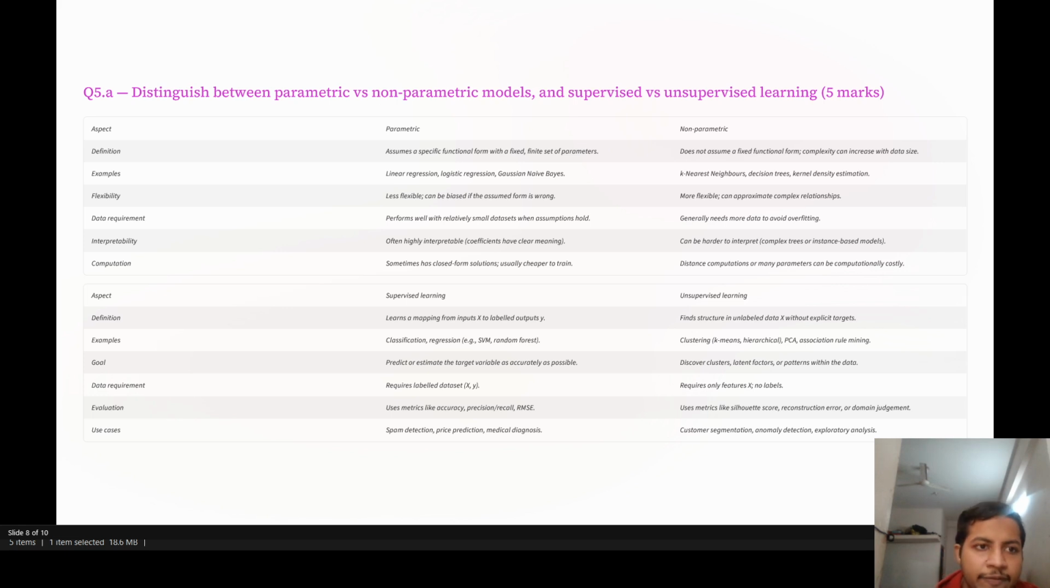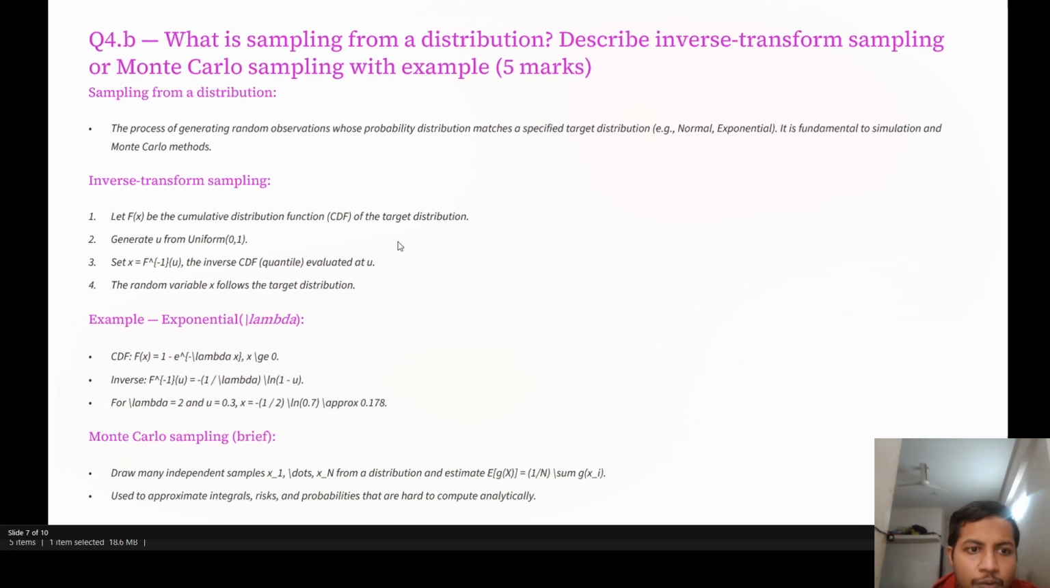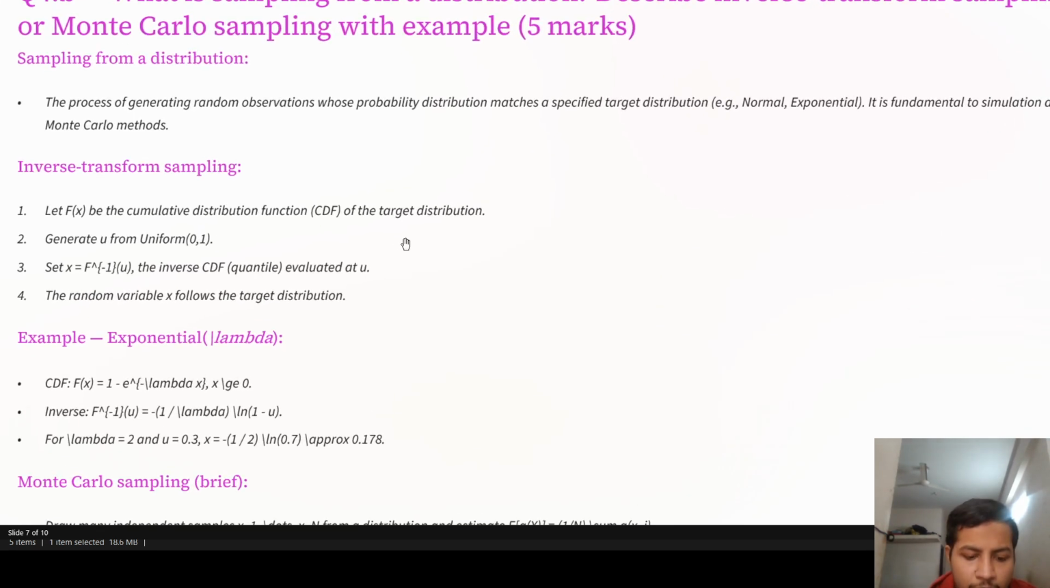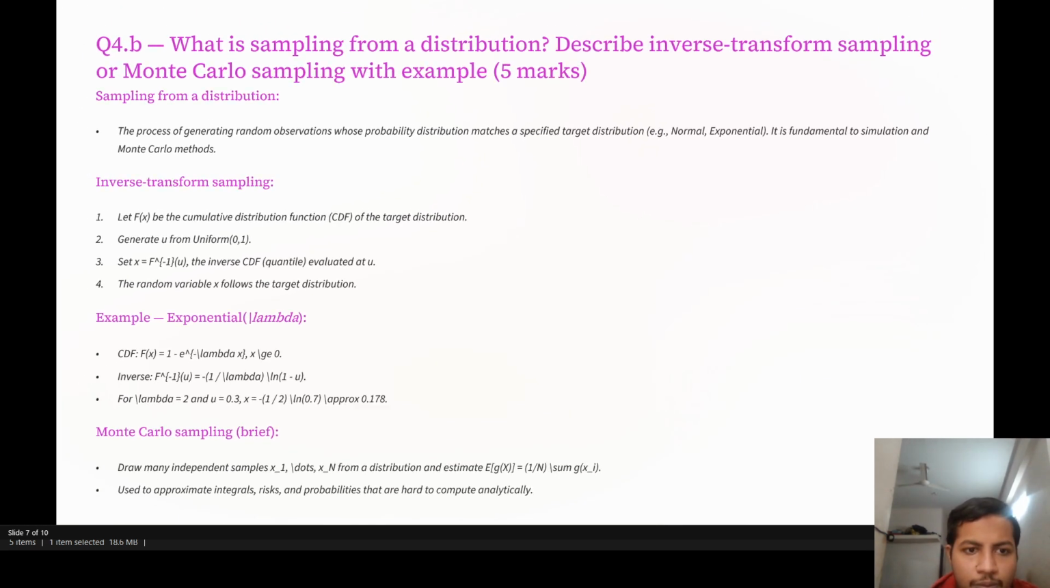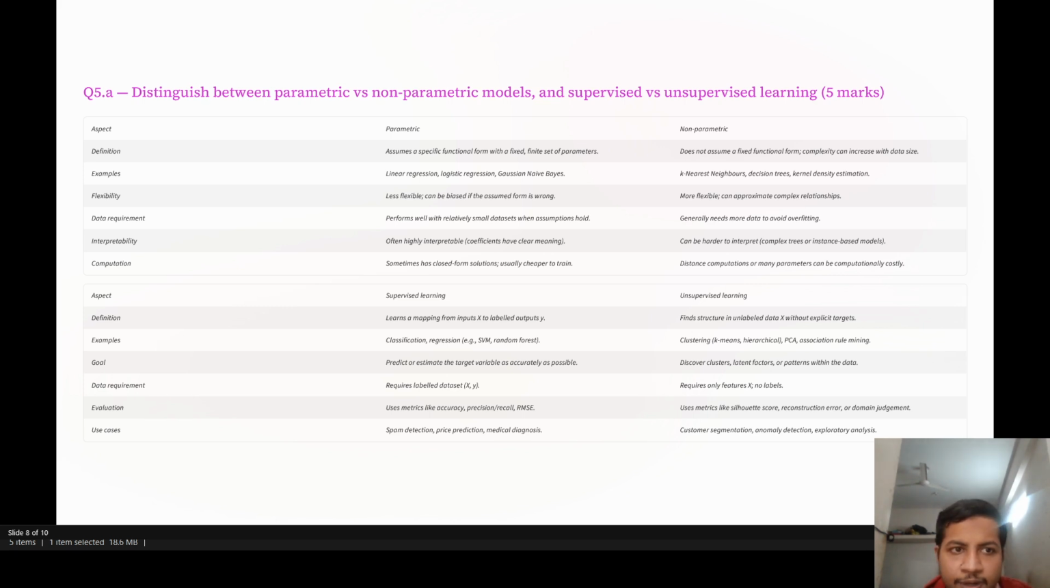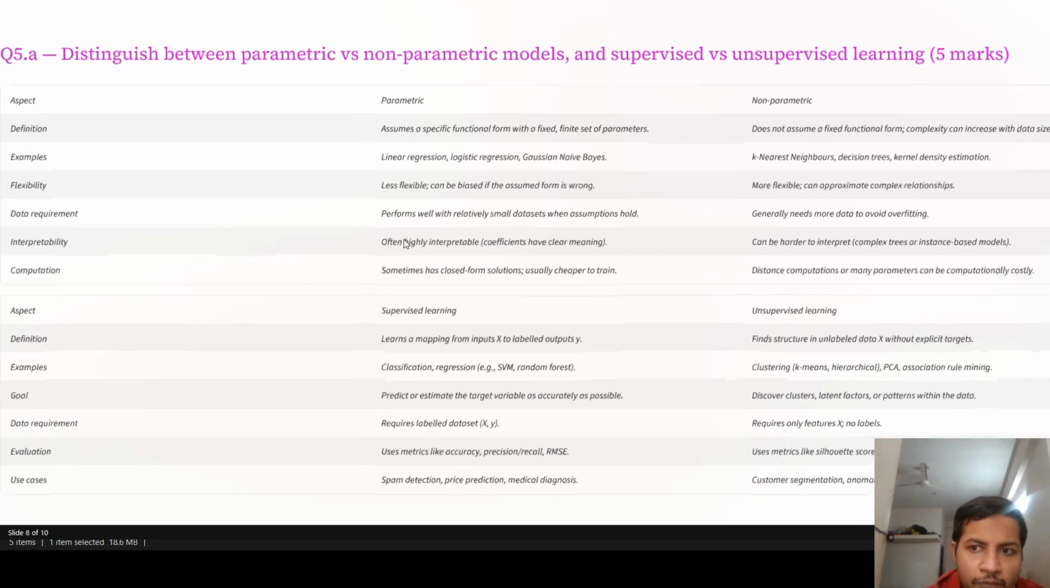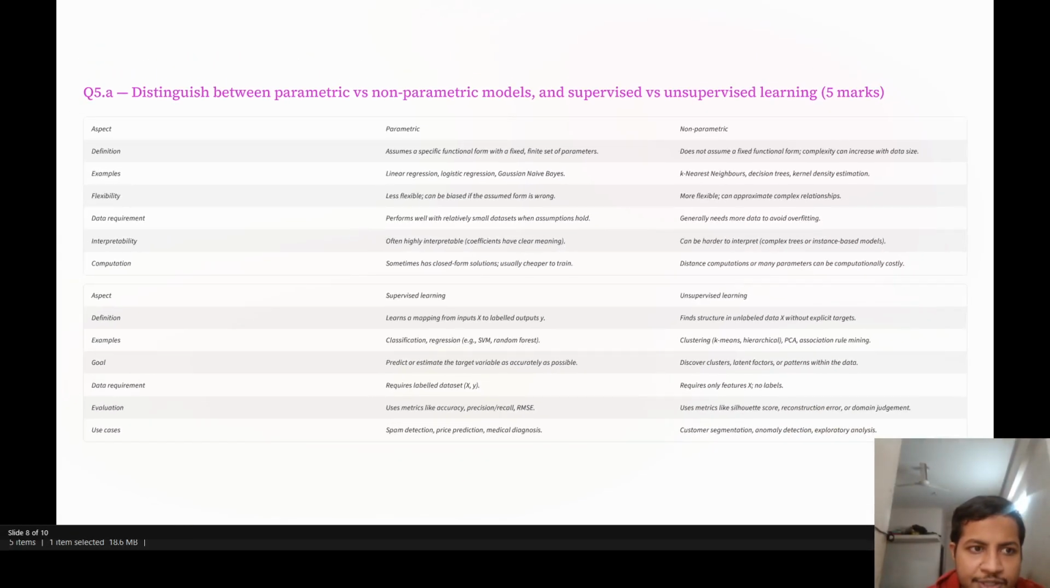Now moving to question number 5A, which reads as: what is the difference between parametric versus non-parametric models, and what is the difference between supervised versus unsupervised learning? So we have divided it into two questions, for parametric and non-parametric, and we will look at what aspects we differentiate on.